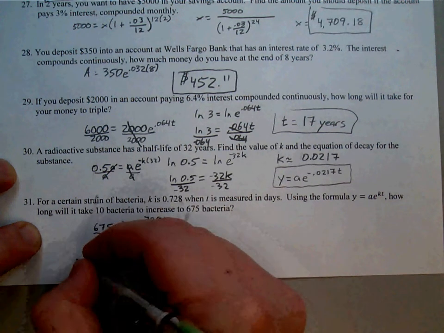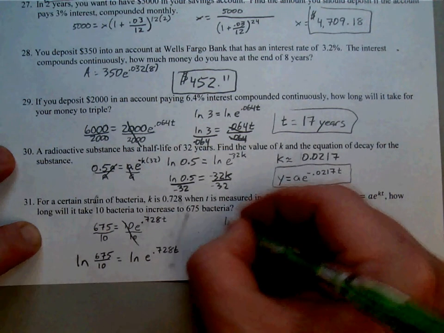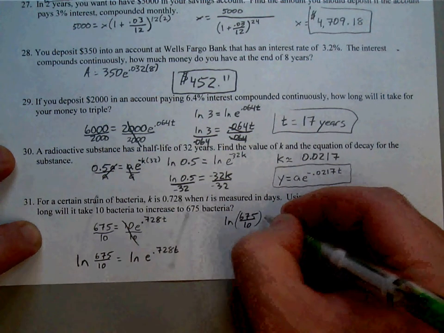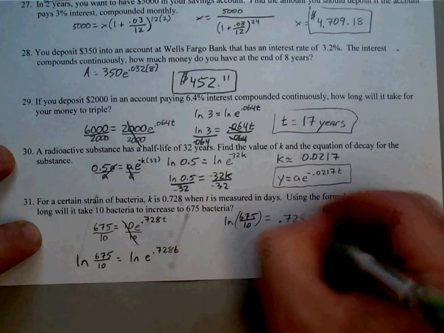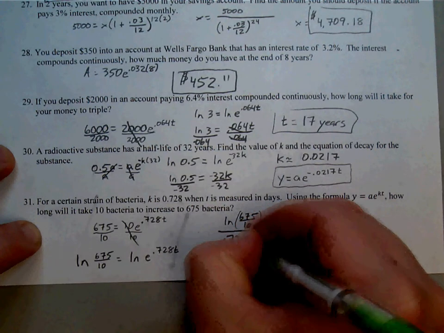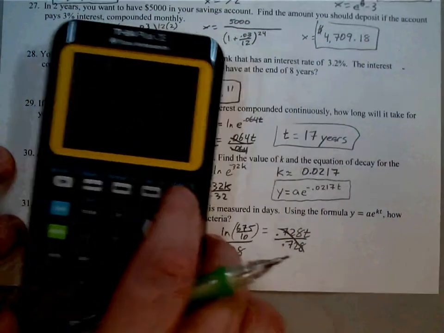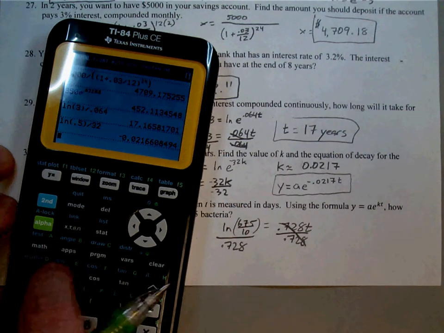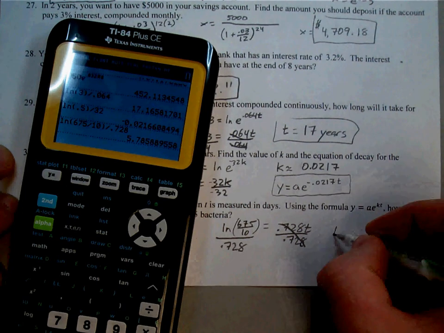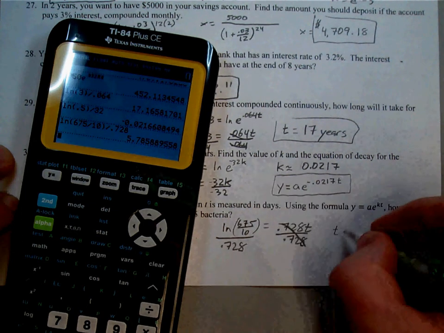Just going to ln both sides now. So ln of 675 over 10 equals 0.728 t. Divided by 0.728. So ln of 675 over 10, and then we divide that by 0.728. So we see we'd go ahead and round it to just 6 days.